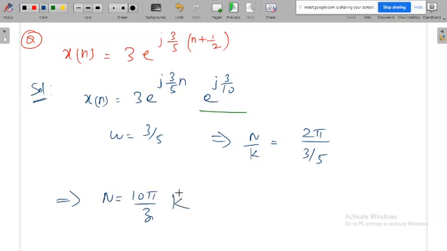Now tell me what value of k will make n an integer? Again please remember, this is 10 by 3 times pi. What is the value of pi? Pi is 3.14, and it goes on continuously. Now what value of k will make n an integer? Any idea?